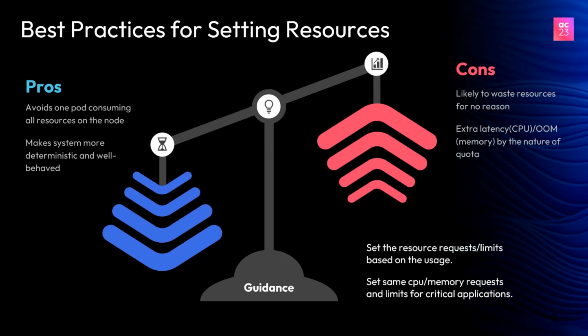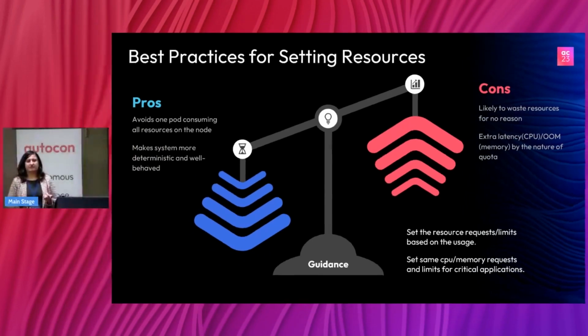The cons are, it's possible that if you set the limit too high, you are wasting resources. Also, as I explained before, there is a chance of extra latency, so you might have CPU throttling if you assign it very low, or you might have errors. So the guidance from our side is set the resource and limits based on usage, and also set the CPU limit and request the same for critical applications, so that they never get evicted.